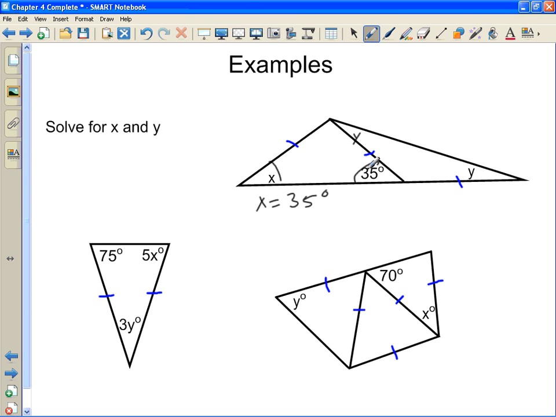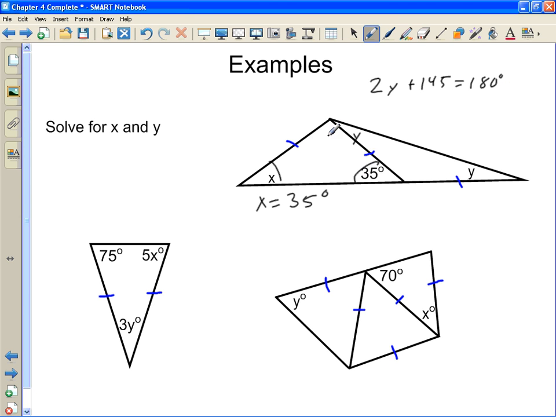First, I could use the fact that I have a linear pair here to find out how many degrees this angle is. And then I would take 2y plus this, which would be 145, should equal 180 degrees. And I could solve that for y.